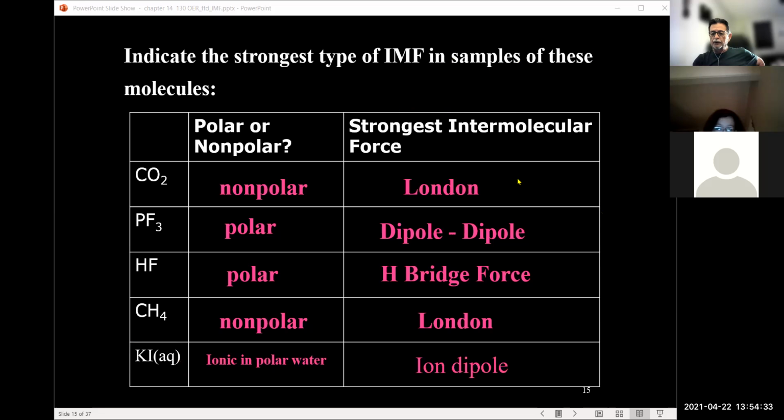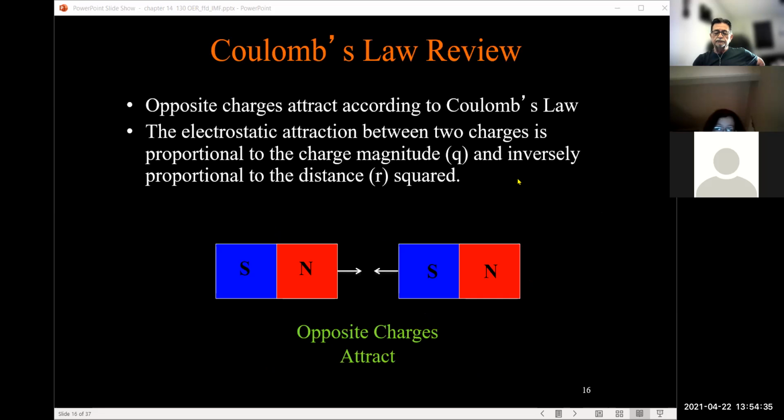All right. Any questions up to this point? Okay. There is this thing called Coulomb's law. All right. Don't need to know too much about this. I just want you to look. We'll look at the equation and we'll go through some examples.